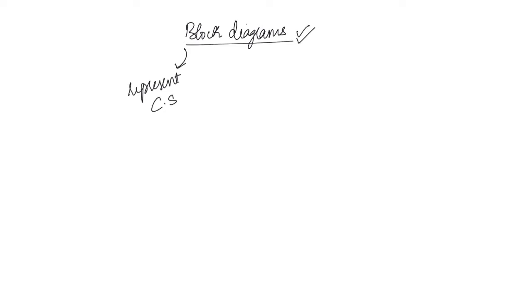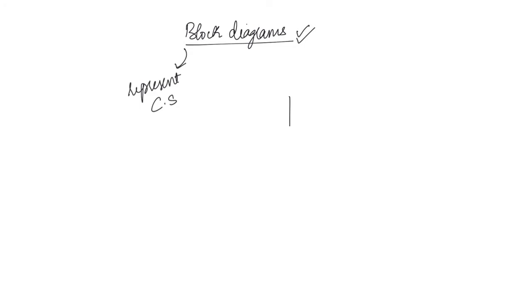The next topic that we are going to discuss is block diagrams. So what is meant by a block diagram? Basically, block diagrams represent a control system pictorially. We know that there will be various components in a control system, right? So how are each of these components connected with each other? What is the functional relationship between these components? That is all the information that we get from a block diagram.